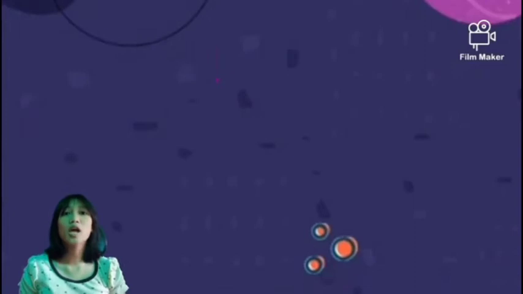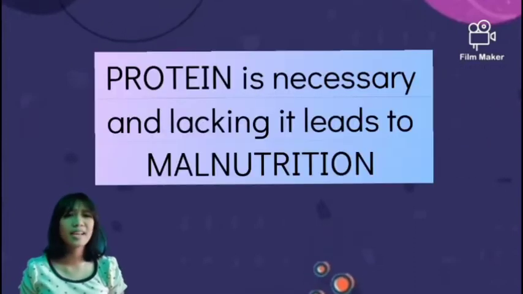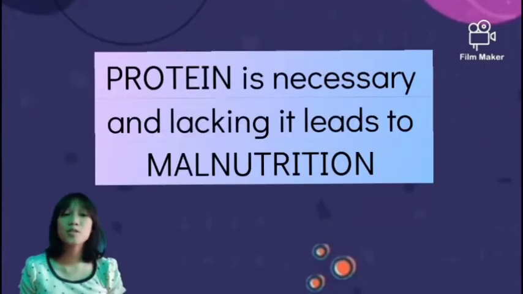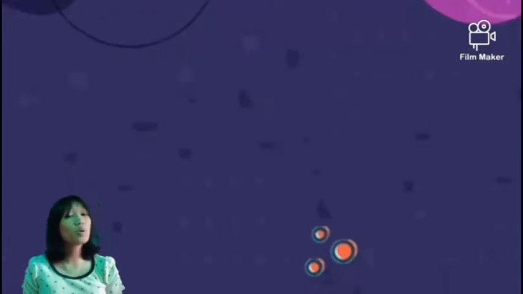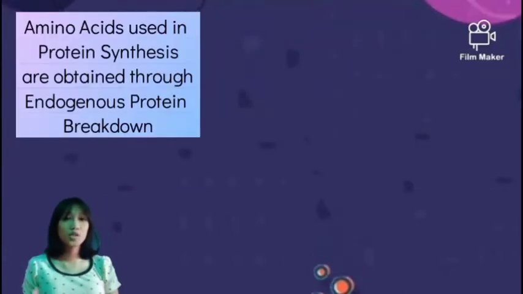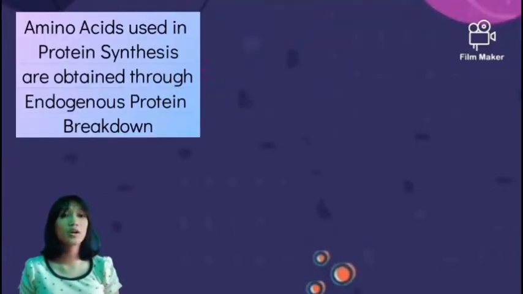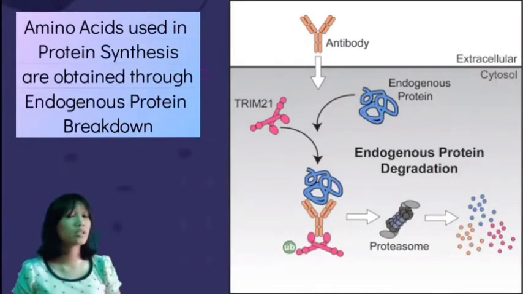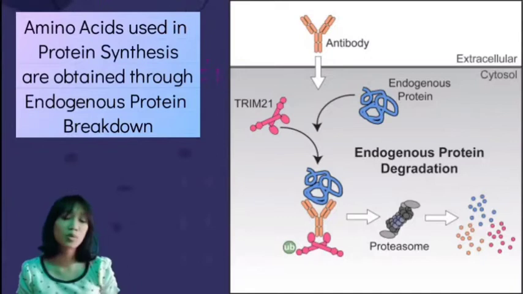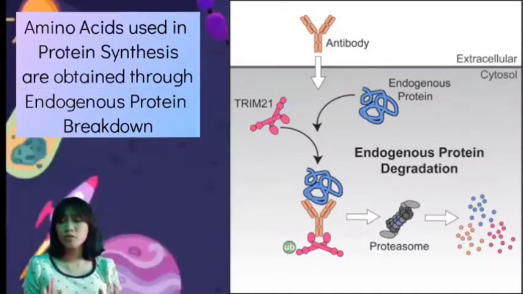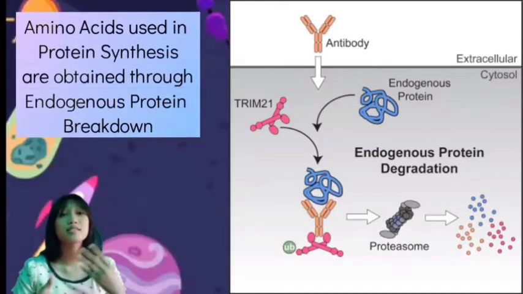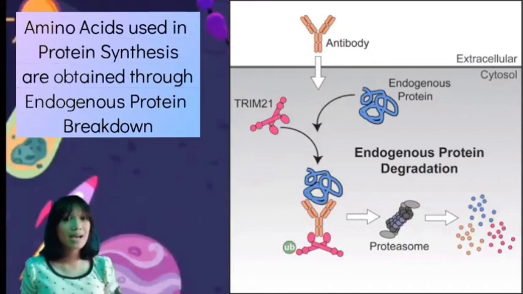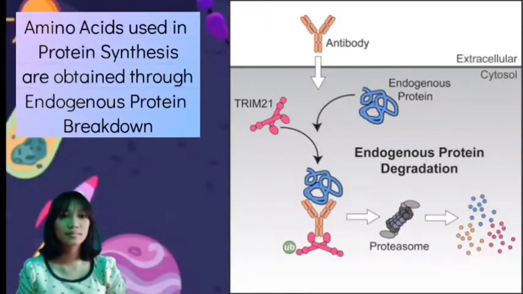Take note that protein is necessary and lacking it would lead to malnutrition. Most of the amino acids used in protein synthesis are obtained not just from food but rather through endogenous protein breakdown, while food protein only replaces the fraction of amino acids diverted toward their destinations.